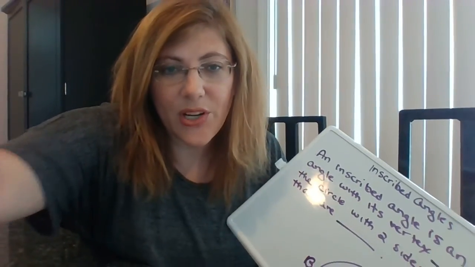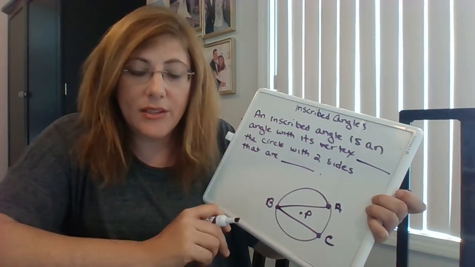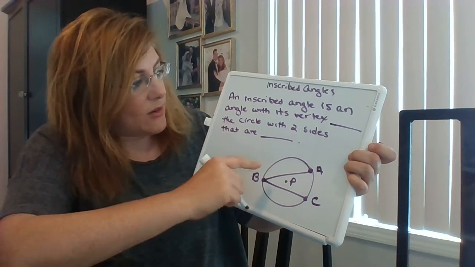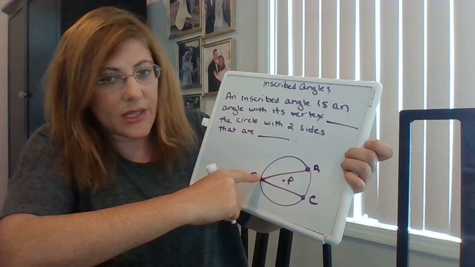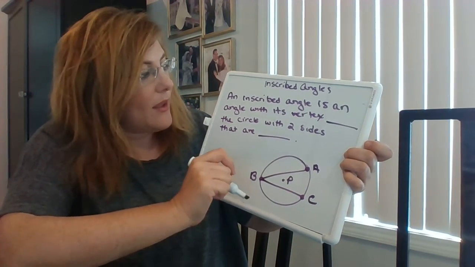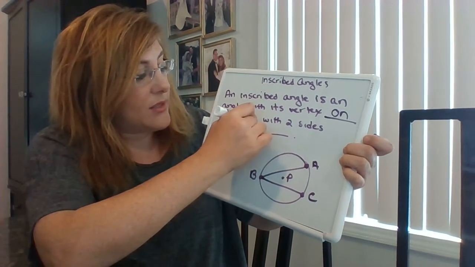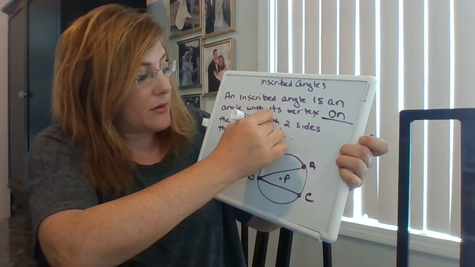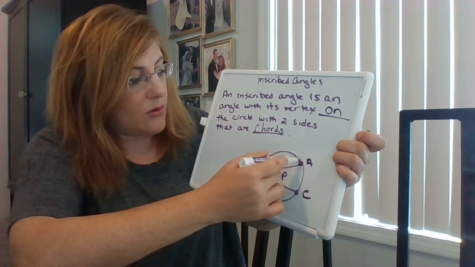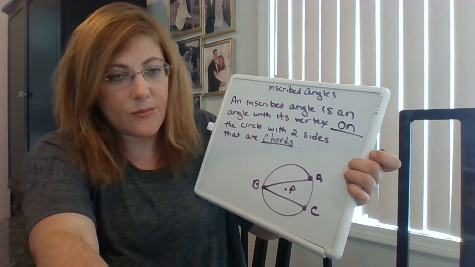Hey class, today we're going to go over inscribed angles, and they were covered a little bit in our last lesson. So an inscribed angle is an angle with its vertex on the circle. See how its vertex B, point B, is right there on that circle. So its vertex is on the circle, and it has two sides that are chords, and those chords are chord BA and chord BC.